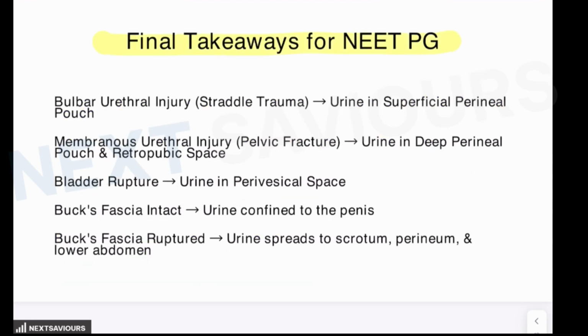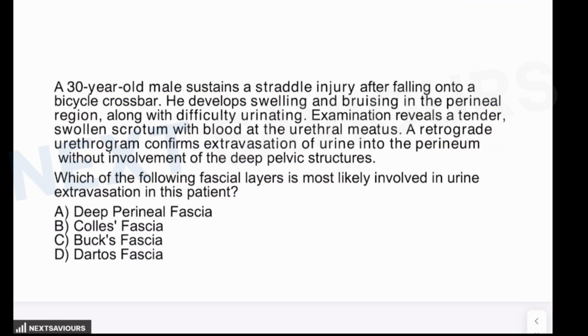So, what are the final takeaways for you? One, for the bulbar urethral injury, straddle trauma is provided to you in the question, and the urine is collected in the superficial perineal pouch. For membranous urethral injury, which is associated with a pelvic fracture, urine is in the deep perineal pouch and the retropubic space. For the bladder rupture, the urine is in the perivesical space, as we have just seen, which would be associated with suprapubic pain, peritonitis, and difficulty in voiding. Now, if the Buck's fascia is intact, then the urine is confined to the penis. So, hopefully, it becomes much easier for you to answer questions related to this.